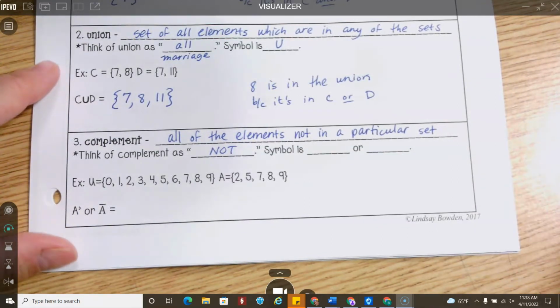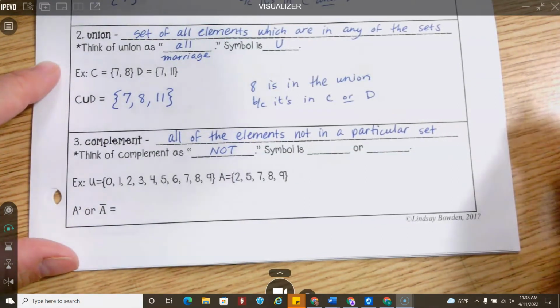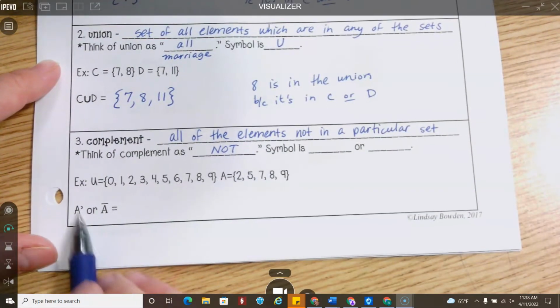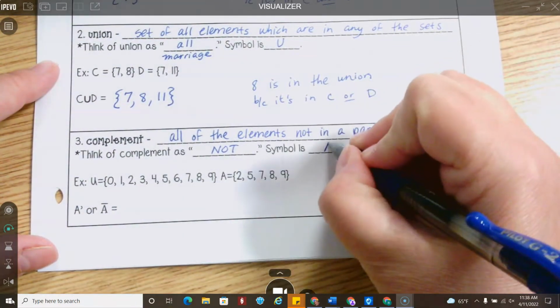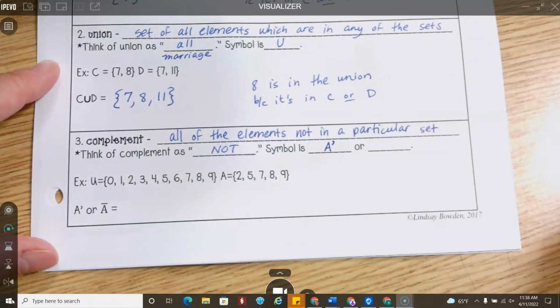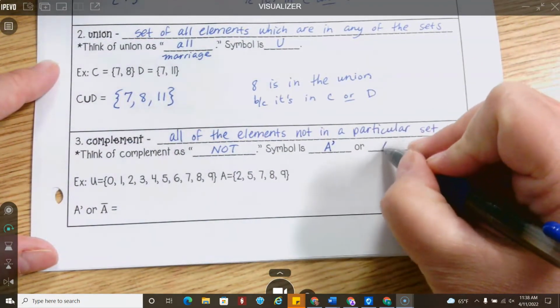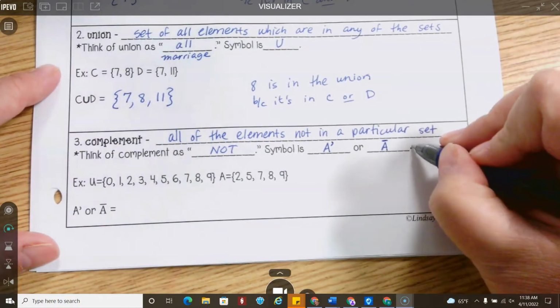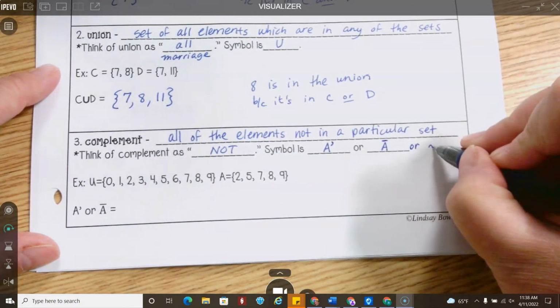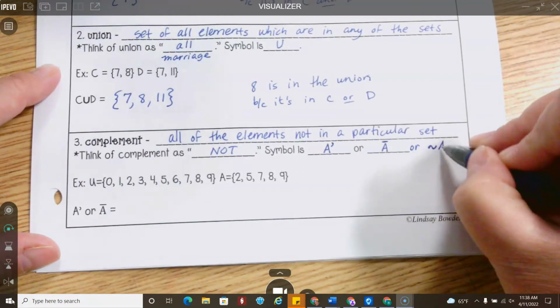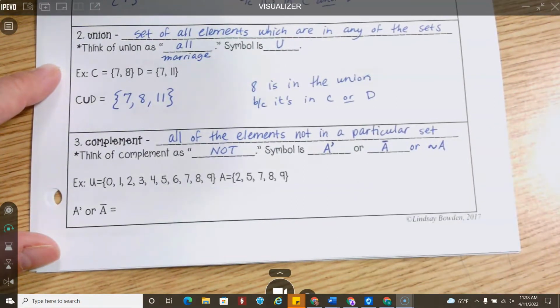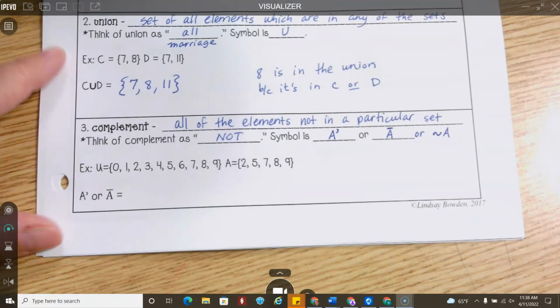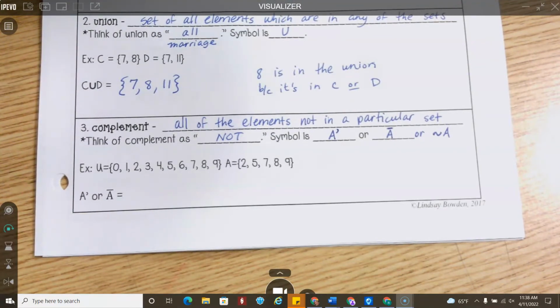There's actually 3 ways this can be notated. Since we have it down here, set A, you could have a little apostrophe, and that means not A. You can have a line over the top, which means not A. Or you can have a little squiggly out in front. That means not A. Those are the 3 different ways that sometimes you'll see it notated. All of those are just different ways of saying everything that's not in A.